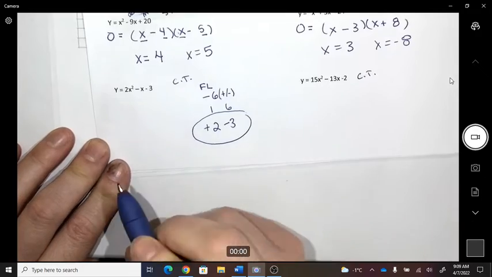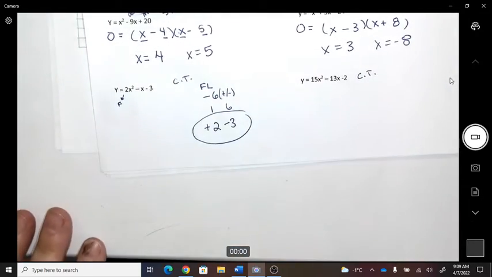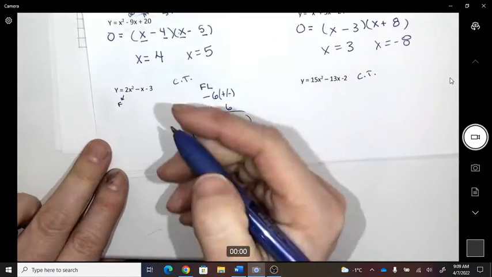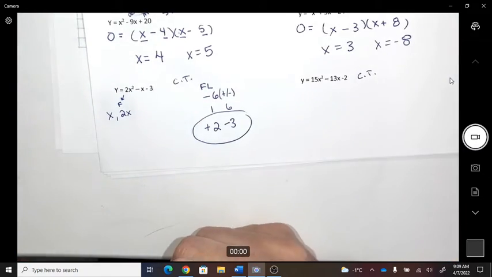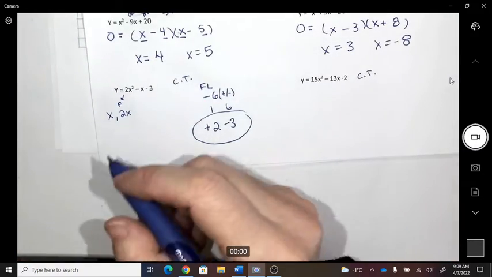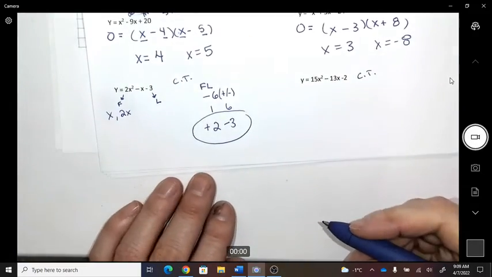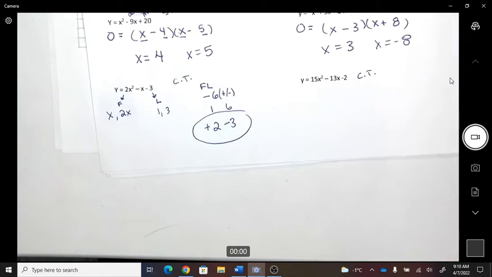Okay, so now I'm going to go under my F. What could I multiply to get that F? Well, you don't have many options. X times 2x is the only way to do that. What could I do to get the L? I would have to go 1 times 3, and that's the only option.